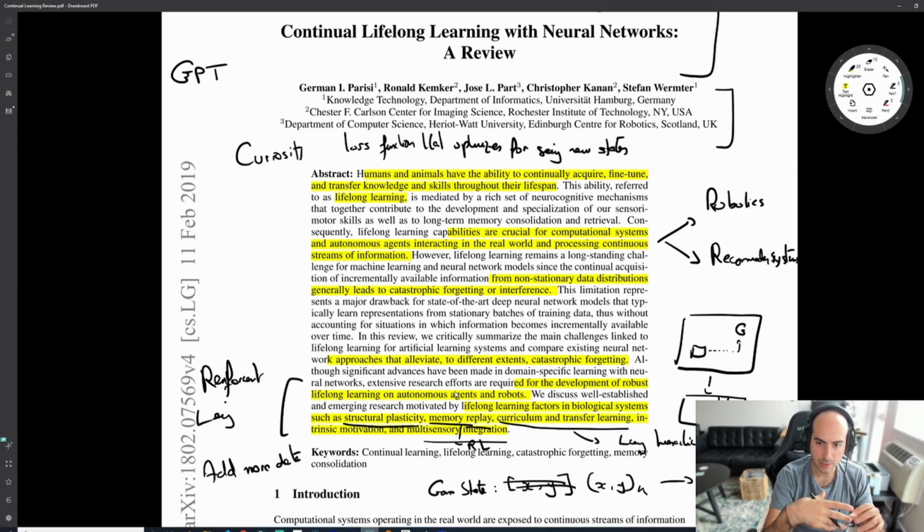Curriculum and transfer learning, which is basically slowly increasing the complexity of a task as you go along. Intrinsic motivation is looking for tasks that you think are surprising, and multisensory integration is basically making sure that you're never in an out of distribution setting by adding more distributions to your data set.